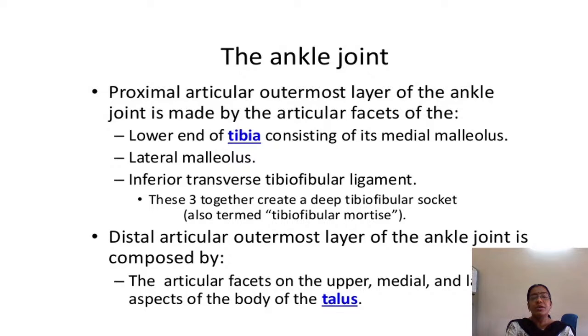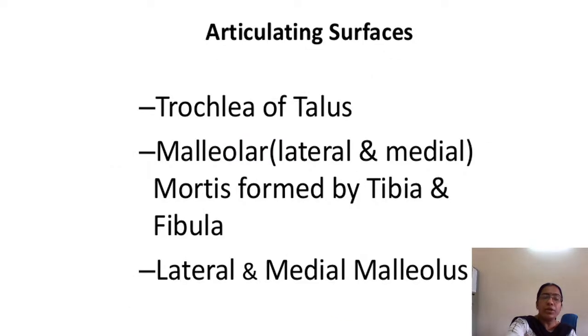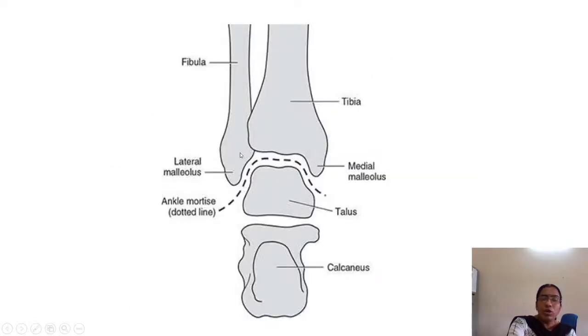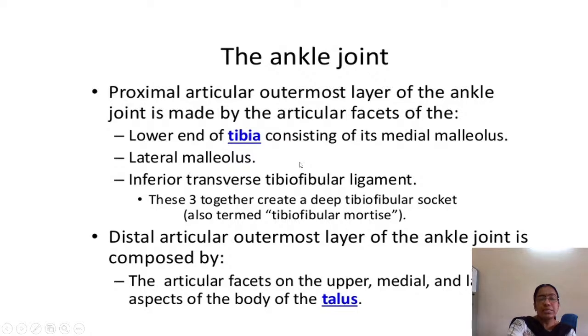So if you go in the depth of that articular part, the lower end of the tibia consists of the medial and the lateral malleolus, along with the inferior transverse tibiofibular ligament. So the proximal articular surface is the lower end of the tibia with the medial and the lateral malleolus, along with the inferior transverse tibiofibular ligament.